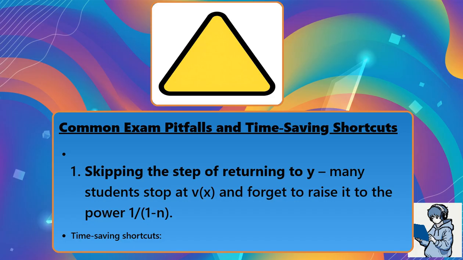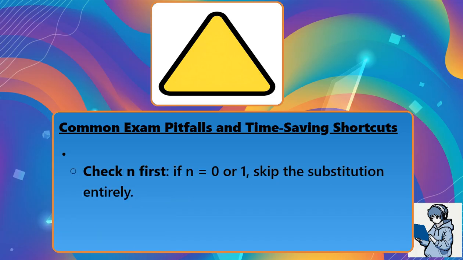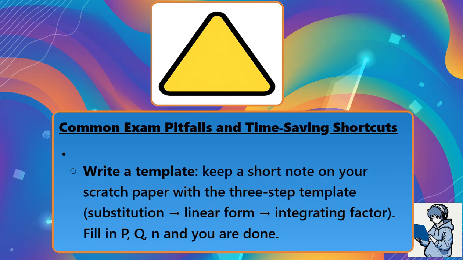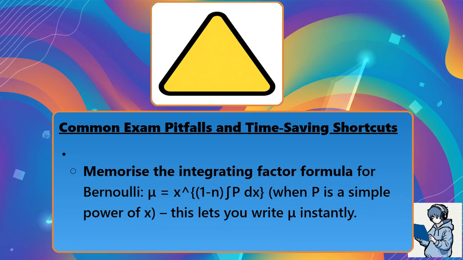Time-saving shortcuts. Check n first. If n equals 0 or 1, skip the substitution entirely. Write a template. Keep a short note on your scratch paper with the 3-step template: substitution, linear form, integrating factor. Fill in p, q, n, and you are done. Memorize the integrating factor formula for Bernoulli. Mu equals x to the open parenthesis 1 minus n close parenthesis integral of p dx when p is a simple power of x. This lets you write mu instantly.